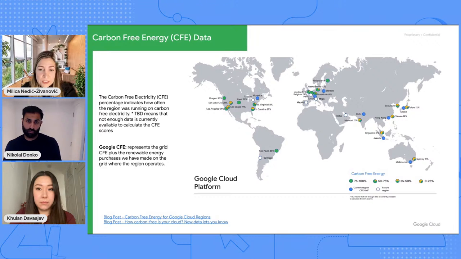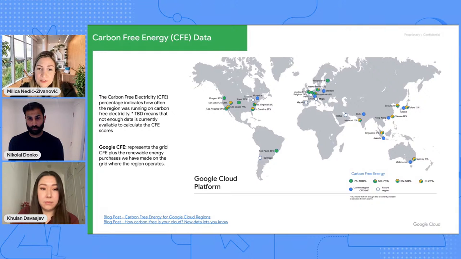So you can use this, for example, to pick a cleaner region for new applications, for running batch jobs on the cleanest option, or you can even set organizational policy for clean regions and do so by restricting location of your resources to a particular Google Cloud region or a subset of regions.